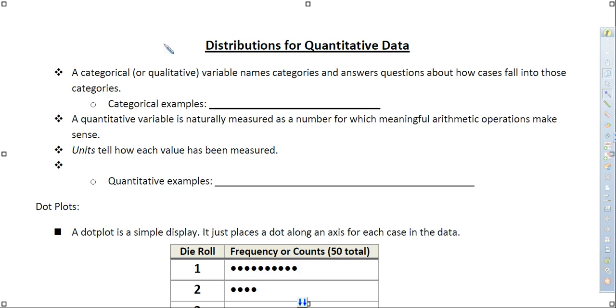Hello and welcome. Today we're going to look at distributions for quantitative data. But before we begin, I just want to go over a few things.